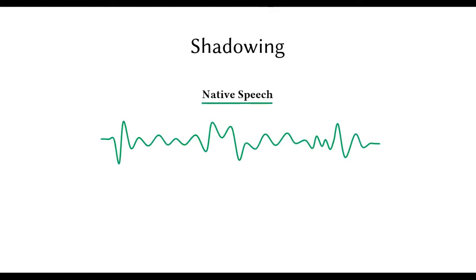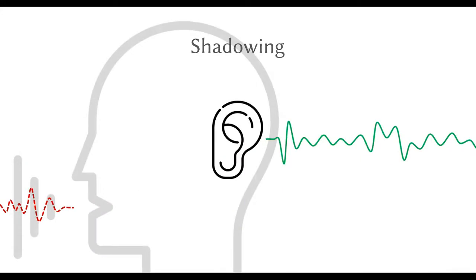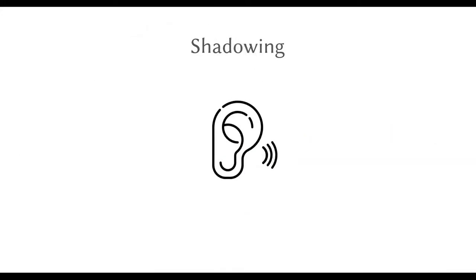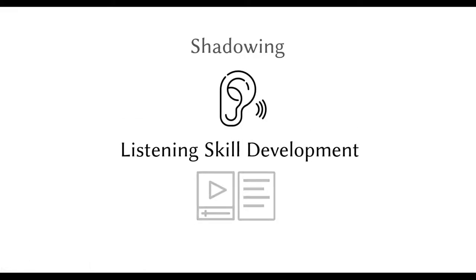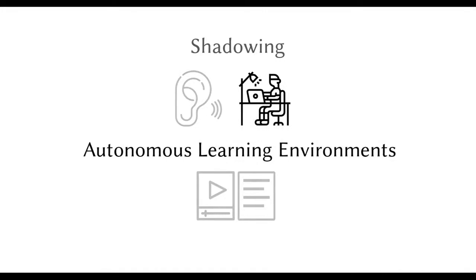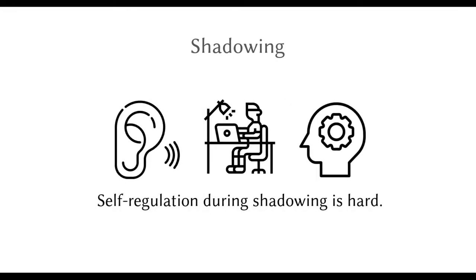Shadowing is a highly popular foreign language learning technique that involves listening to recorded native speech and vocalizing the words at the same time. Despite strong evidence for the efficacy of the technique as a listening exercise, the tools available for shadowing don't provide adequate support for listening skill development, especially in autonomous learning environments with no external feedback.